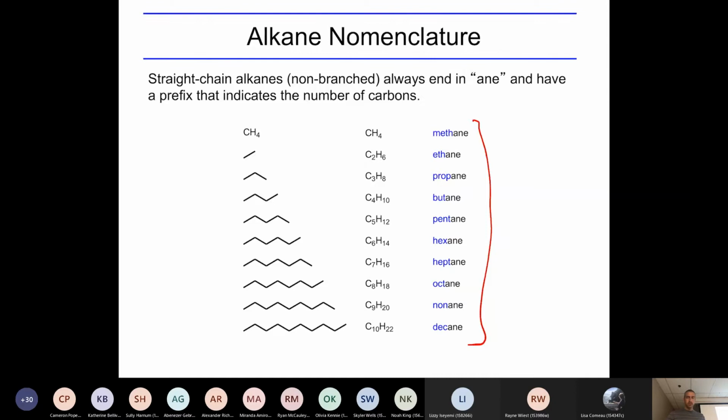So these are the names of what we call the base chains for alkane lengths up to 10 carbons. Methane, ethane, propane are the 1, 2, 3 carbons. Butane is 4. And then after that, it's easier because the prefix is what's telling you the number. So pent means 5, hex means 6, hept means 7, oct means 8, non means 9, and dec means 10.